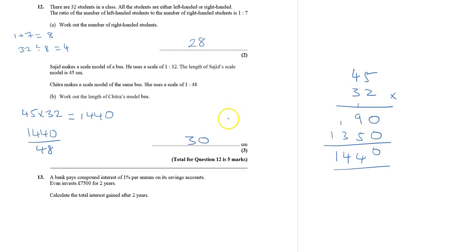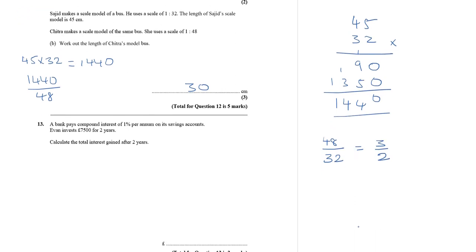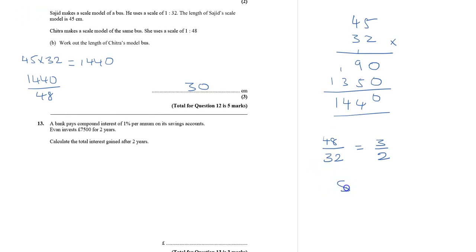Another way you could do it is to have a look at using similarity. So you could work out the difference with the scales. So perhaps I'll write that at the bottom here. If you're looking at the scale factor, if we do 48, which is the scale of the second one, and 32, which is the scale of the first one, that gives you 3/2. So going from S to C, Chitra's is 3/2 times bigger, so 1.5 times the size.